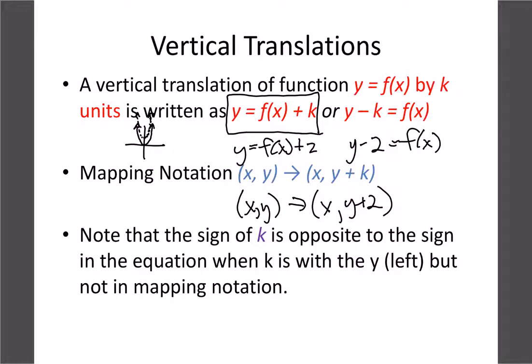If I had some sort of coordinate of (3, 7), let's suppose that was on our original function, and we did this f of x plus 2, the 3 would stay the same, and then our 7 coordinate would go up 2, so 7 plus 2 would give us 9. And we could do that with every coordinate on the graph, and sometimes it works well to help you sketch out the new graph: just pick a few coordinates to get an idea of what's going on.